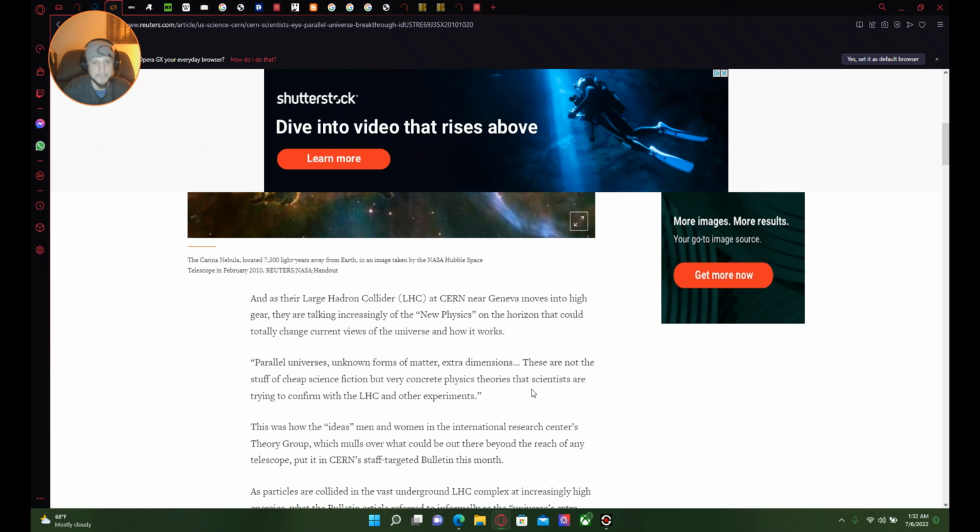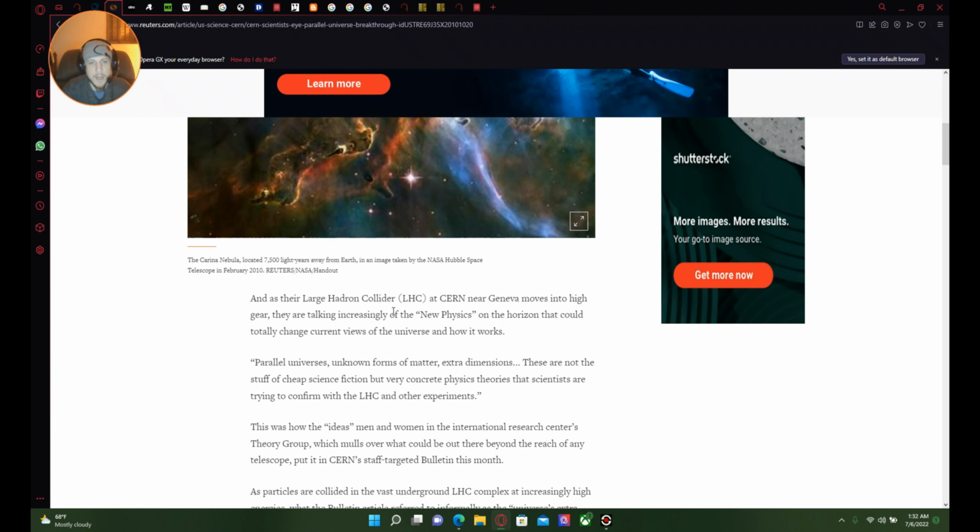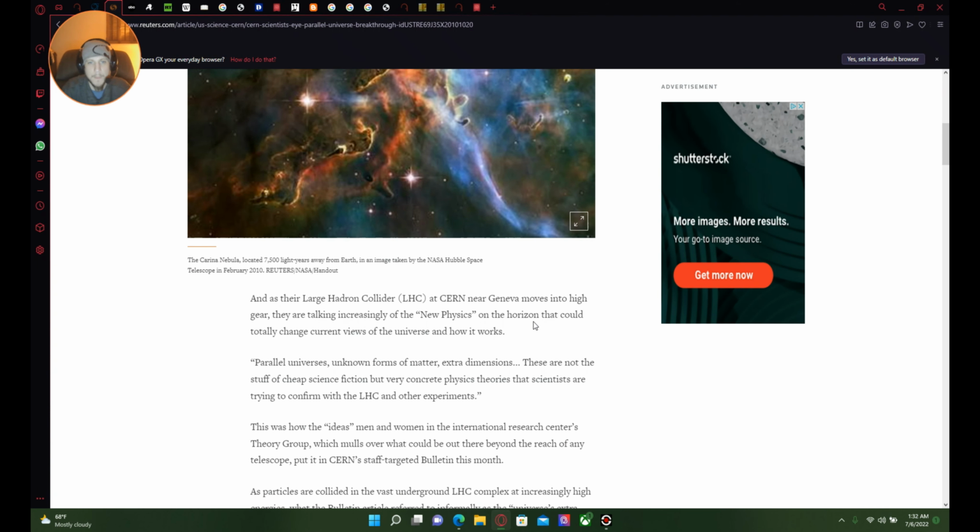But anyways, as their Large Hadron Collider, LHC, at CERN near Geneva moves into high gear, they are talking increasingly of the new physics on the horizon that could totally change current views of the universe and how it works. Parallel universes, unknown forms of matter, extra dimensions. These are not the stuff of cheap science fiction, but very concrete physics theories that scientists are trying to confirm with the LHC and other experiments.